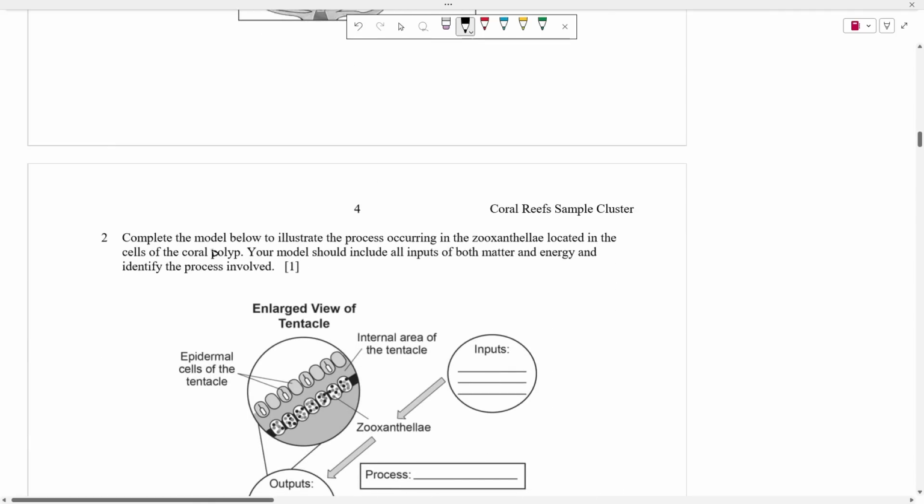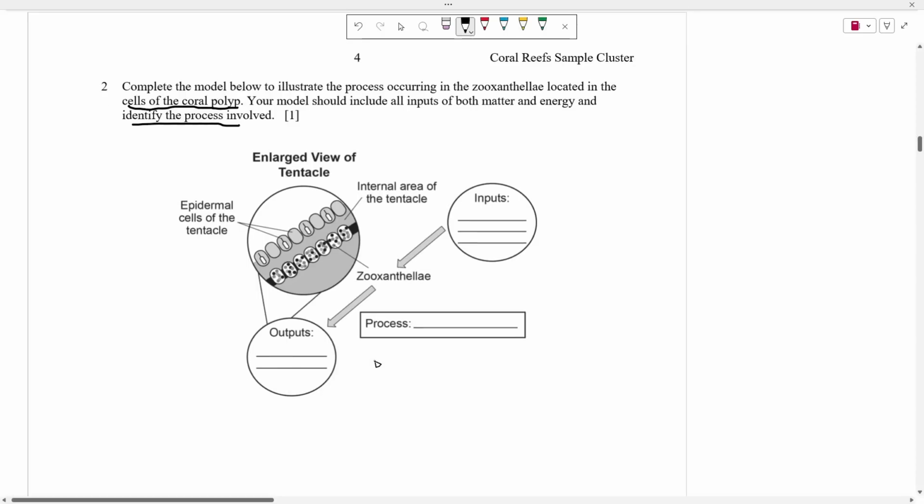Number 2 asks us to complete the model below to illustrate the process occurring in the zooxanthellae located in the cells of a coral polyp. Your model should include all inputs of both matter and energy and identify the process involved. So you might be asking, well, what do you mean process? What am I answering here?